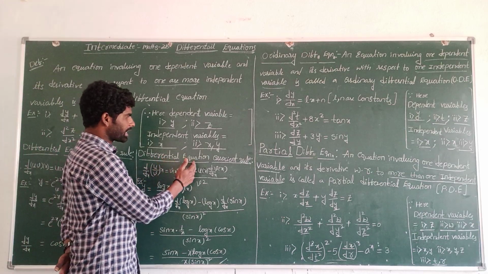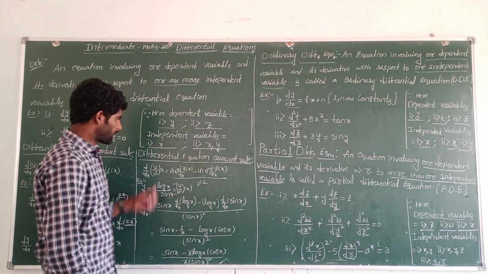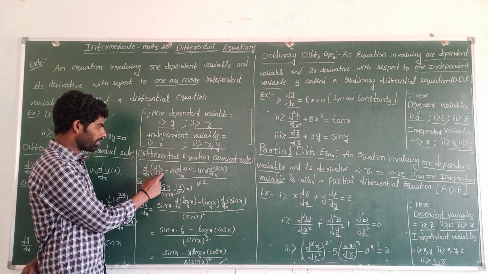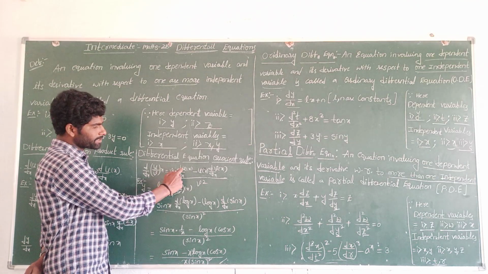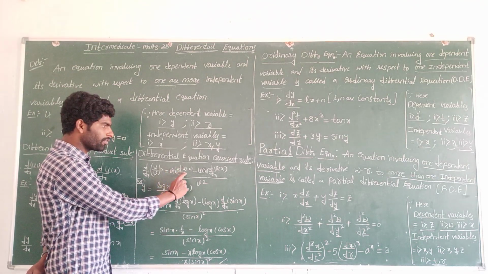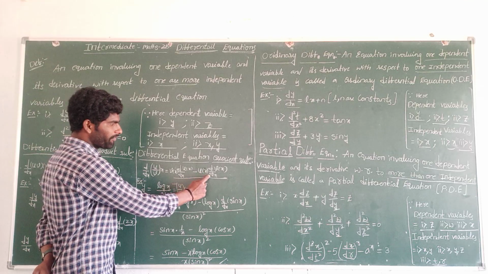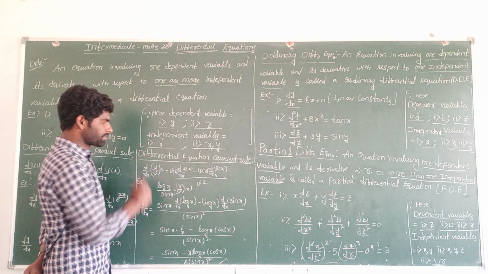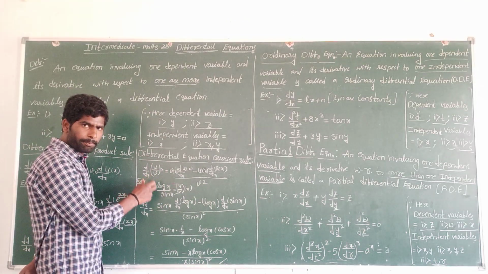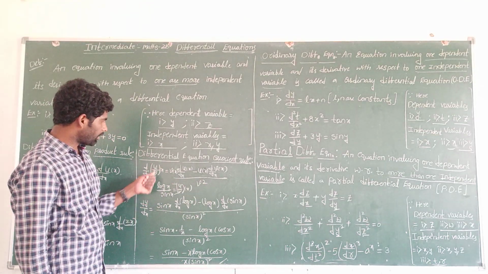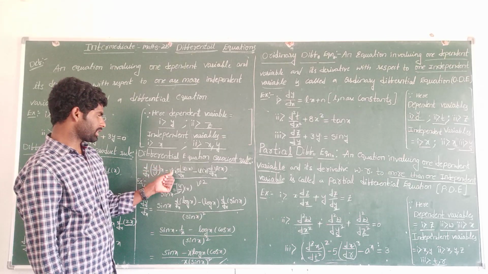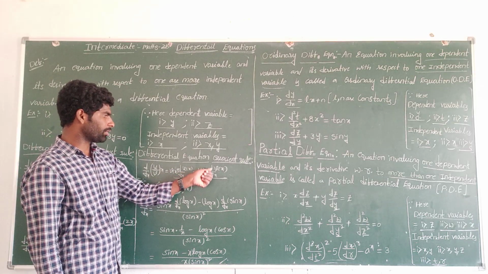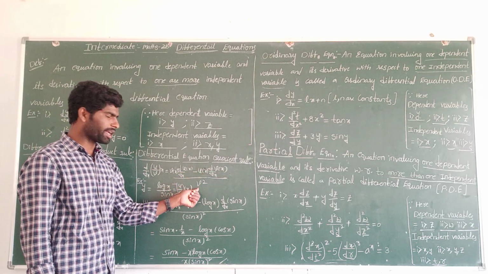Coming to the differential equation quotient rule. d by dx of u by v of x equals v of x into d by dx of u of x minus u of x into d by dx of v of x, divided by v square. It is the quotient rule formula, an important one.